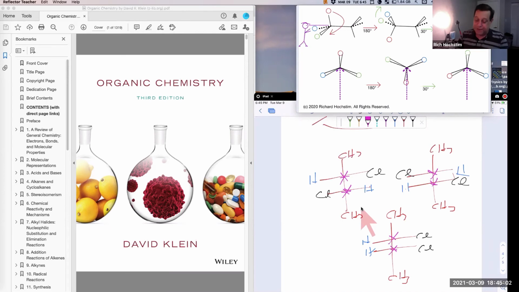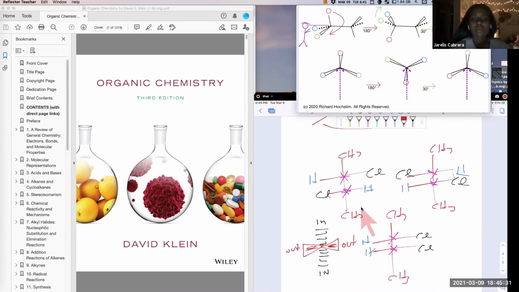Now, these Fischer projections have a particular property: the horizontal bonds are coming out of the plane of the paper, like a big bow tie, and the vertical bonds are going in like this. So this is into the paper, and this is out. Does that make any sense? You don't need to build a model. You could just say that's the way it is.